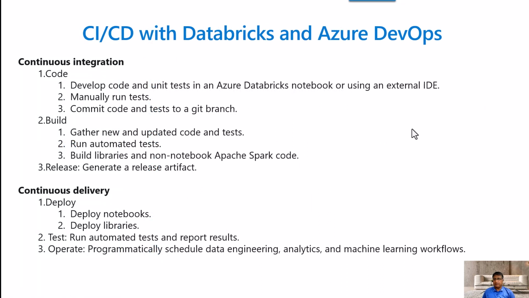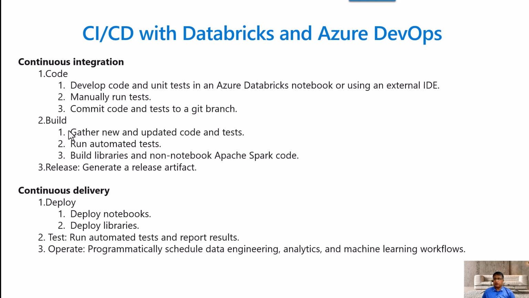So let's understand what is CI/CD with Databricks and Azure DevOps. CI/CD is nothing but continuous integration and continuous delivery. When you do continuous integration, it means that first you are going to develop code, and when you develop code, you need to run unit tests on the Azure Databricks notebook. Essentially this code is developed in an IDE like VS Code or JetBrains IntelliJ. Then you will run these tests manually, and once the tests are cleared, you will commit the code and then test it with the branch. So this is your coding part.